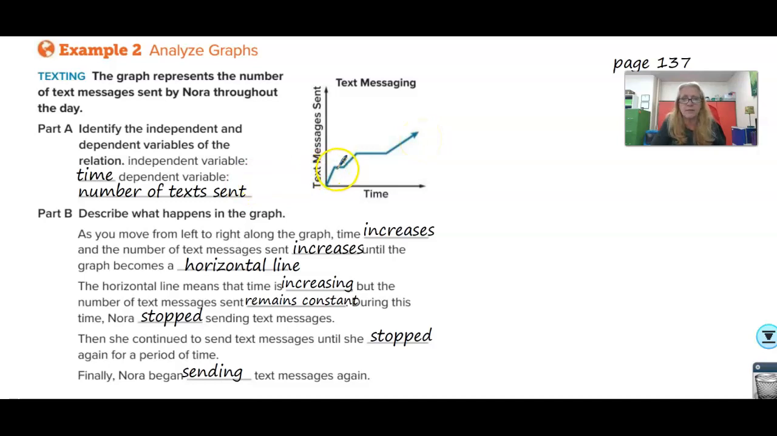Okay, so they're talking about there's two level places. This must have been maybe she was eating lunch here. So she wasn't texting. This long one has to be math class. Yeah, and then this is social studies.